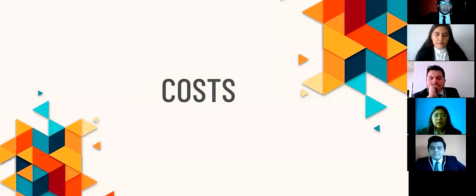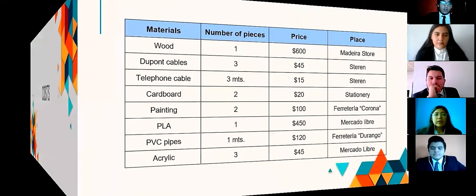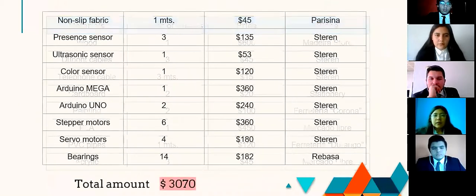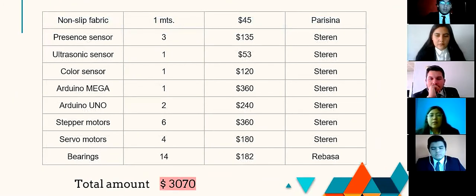Production cost. We already have some of the components we need, and we can see in the table below some components, their costs, and the place where they were obtained, being the starting place, a place where most of the components were bought, having a total cost of 3,070.